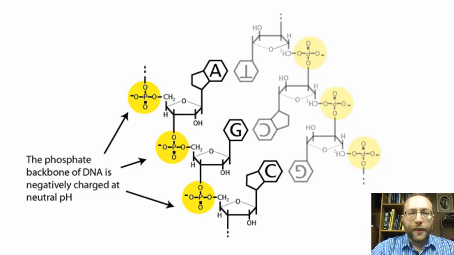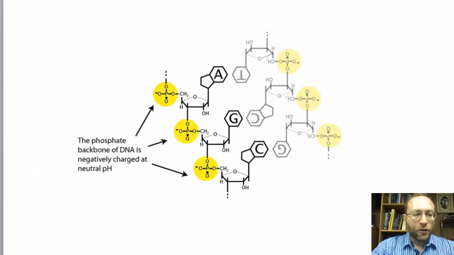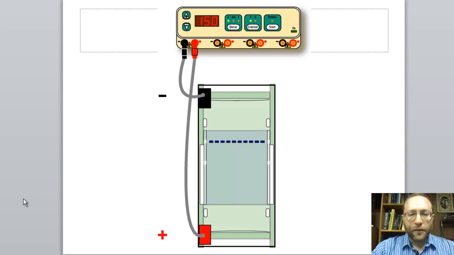The structure of DNA is what makes gel electrophoresis sort of possible, because the backbone of the DNA contains phosphates, and phosphates tend to be negatively charged when the solution is neutral. So if you put an electric current across the gel, that will make the DNA migrate towards the positive charge. So this is basically what the gel electrophoresis sort of looks like.